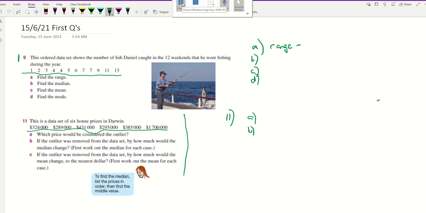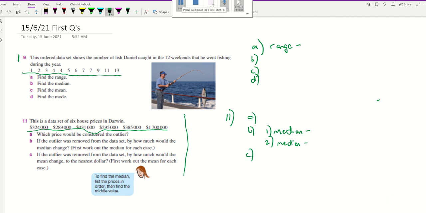Now, question B is asking, if you remove the outlier from the data, how much would the median change? So first work out the median with all the data, so for all of the points, and then second, work out the median after you take out the outlier. So in the first place, you've got 6 numbers, and in the second place, you've got 5 numbers. Remember what I said before about finding the median in the question above.